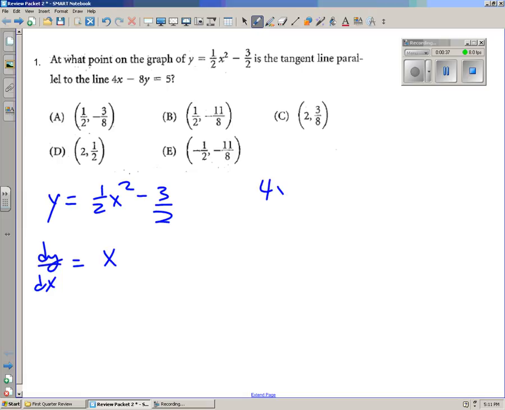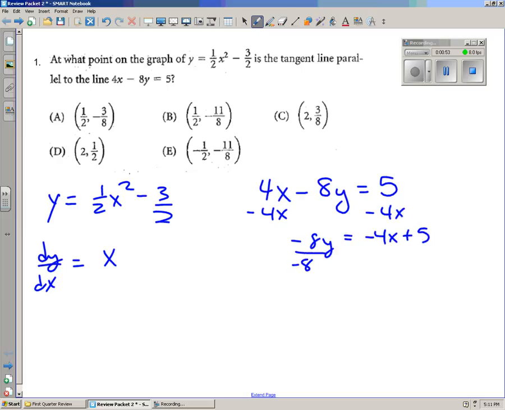Now, we also have 4x minus 8y equals 5. We solve this for y, put it into y equals mx plus b form, and we'll be able to get the slope of this line. So subtract 4x. We get negative 8y is negative 4x plus 5. Divide by negative 8. We get y is 1/2 x plus negative 5/8. Now here you could take the derivative if you wanted to, but the slope is a half.